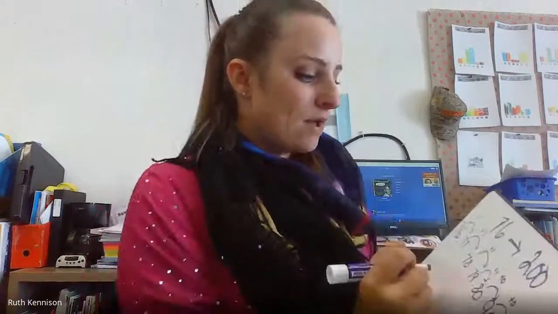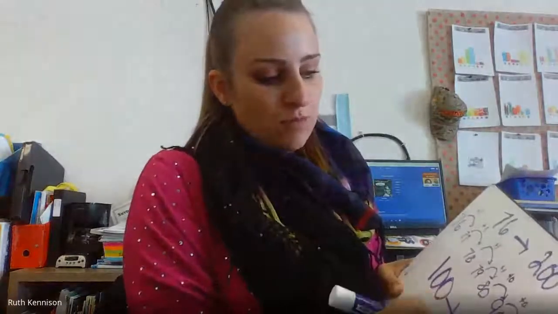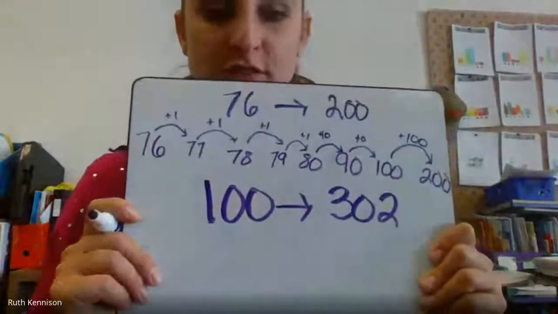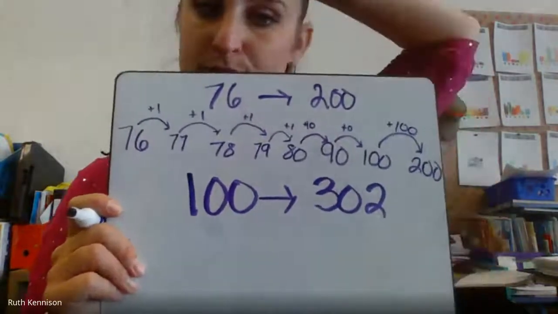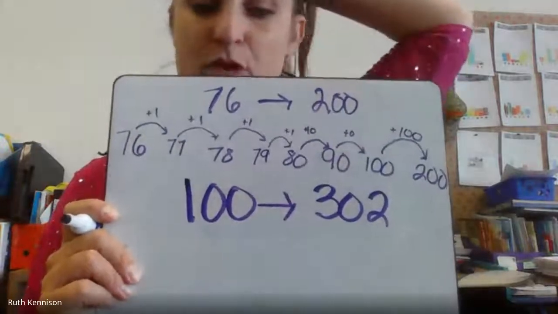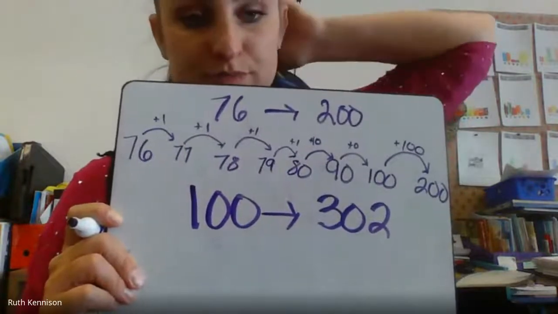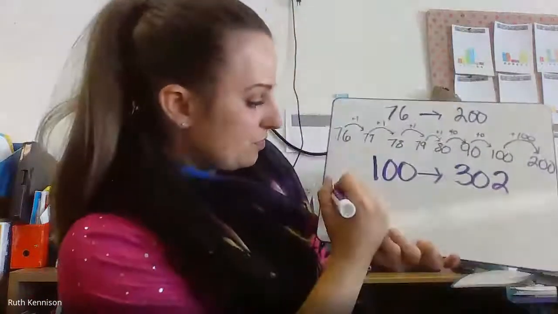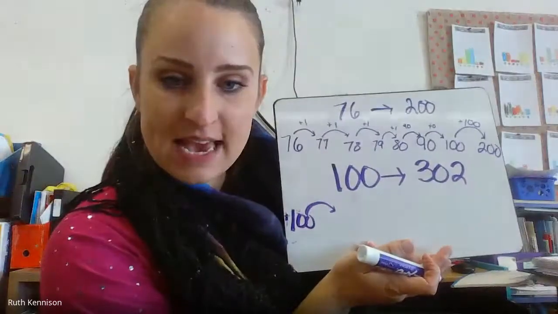Okay. Thank you. All right, what if I want to go from 100 to 302? What do you think we should do first? Oh, I see lots of hands up in the air working. Rudy, what do you think we're going to count first? We're going to count by tens?